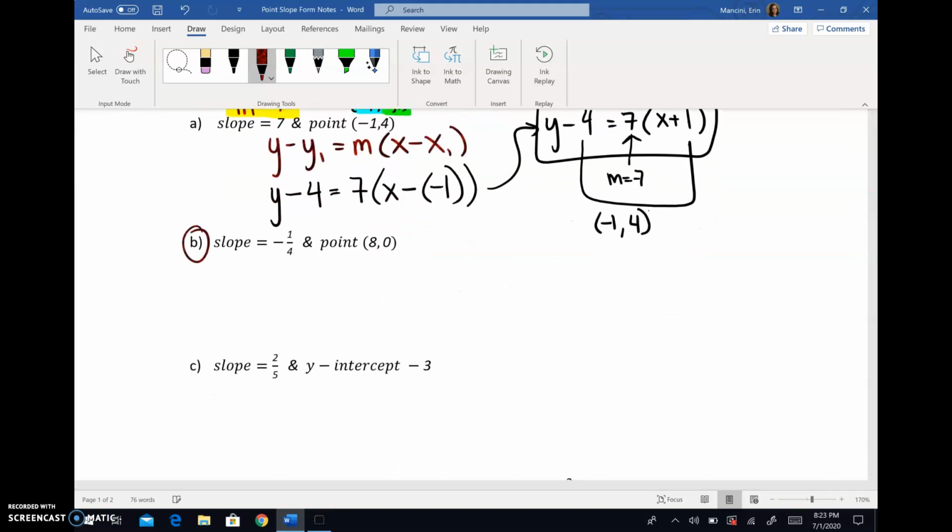I want you to try this one on your own. Remember, I always start by writing out the general form of point slope, and then I plug in the important information. Try this, see what you get, and I'll come back with the answer in a moment.